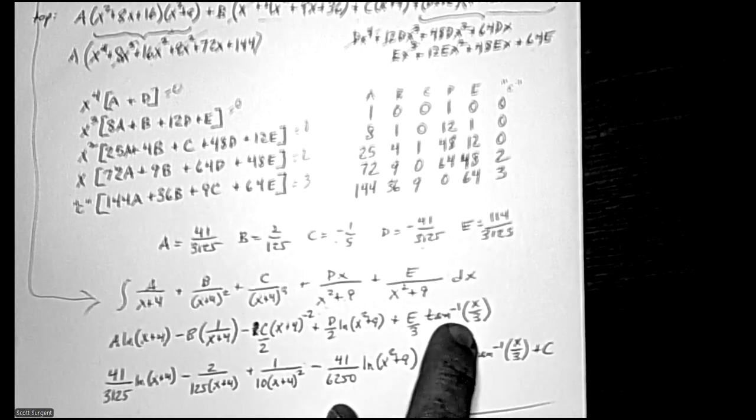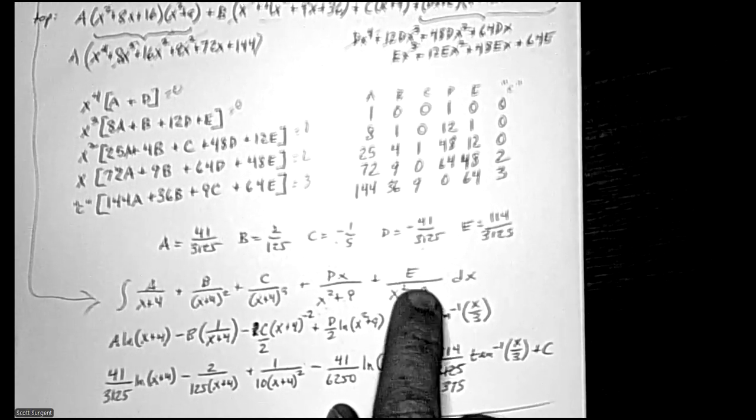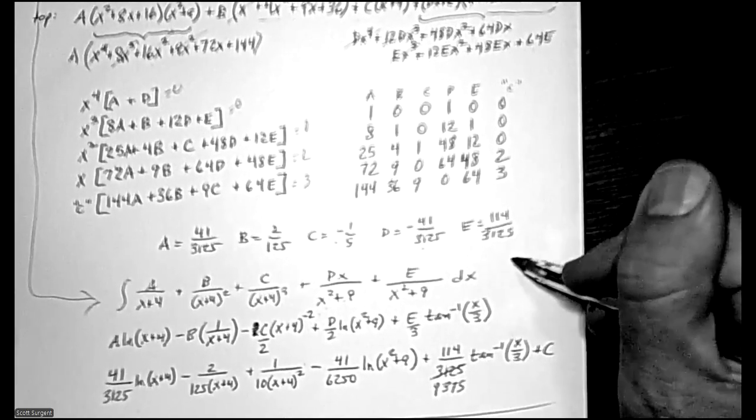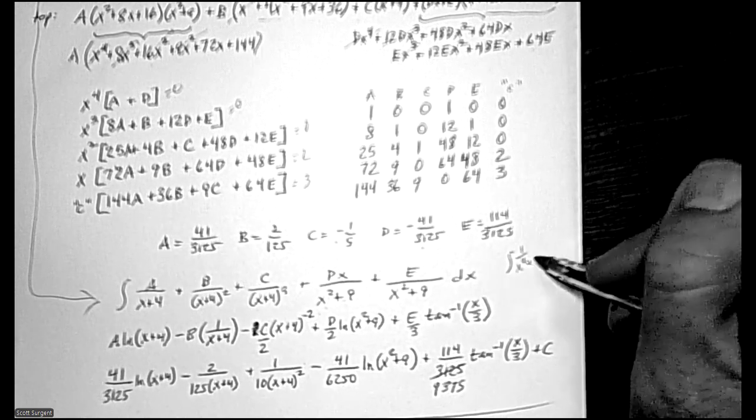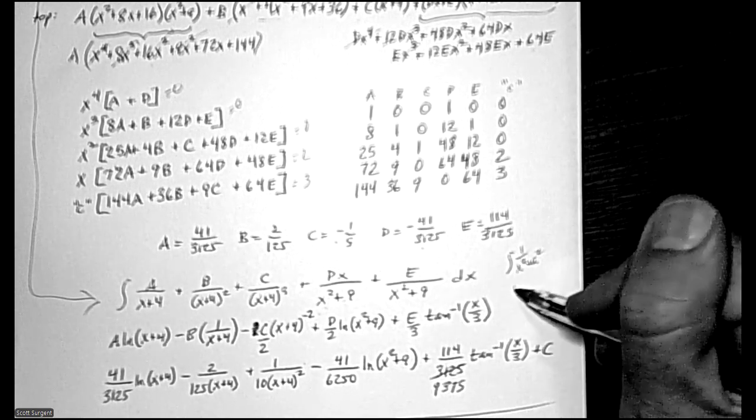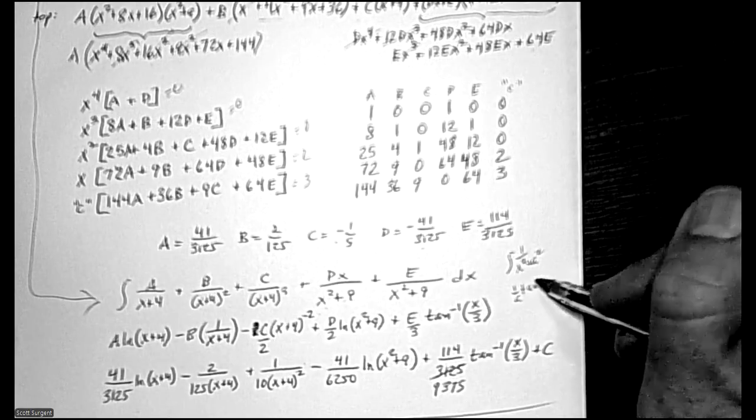Okay. This one involved a little bit of trig, but this was just kind of a form that you should know. Let me just put this to the side. Anytime you get 1 over x squared plus a squared, that's going to be 1 over a arctan of x over a plus c. That's just a form that you probably want to memorize.